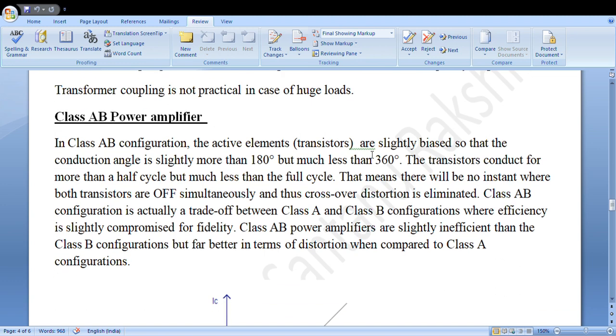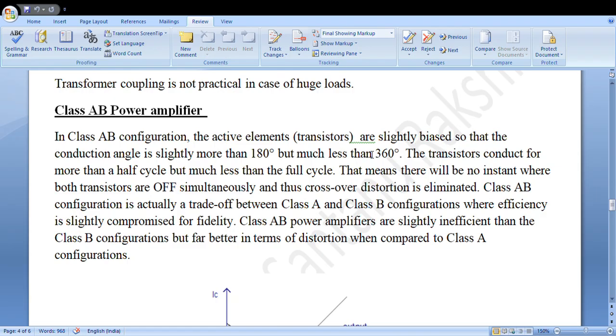What happens as a result is that the conduction angle remains more than 180 degrees, but less than 360 degrees. That means it is an amalgamation of class A type and class B type.